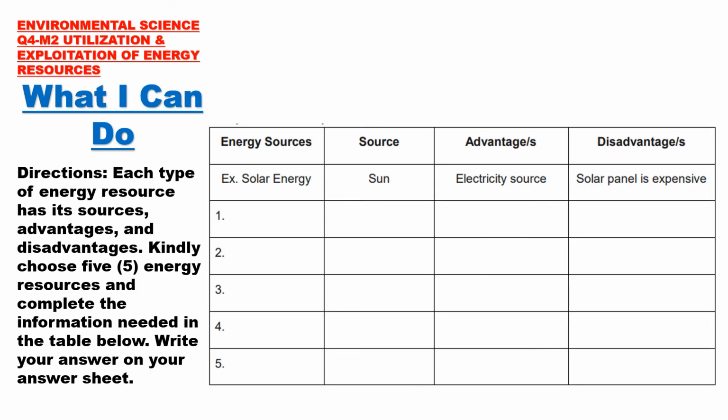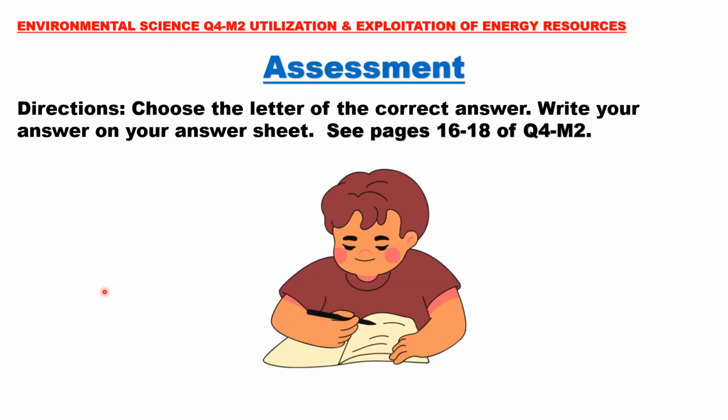What I can do. Directions. Each type of energy resource has its sources, advantages, and disadvantages. Kindly choose 5 energy resources and complete the information needed in the table below. So we have an example done for you. Assessment. Choose the letter of the correct answer. Write your answer on your answer sheet. See pages 16 to 18 of Quarter 4, Module 2.